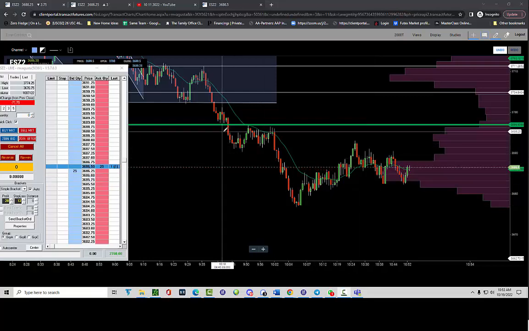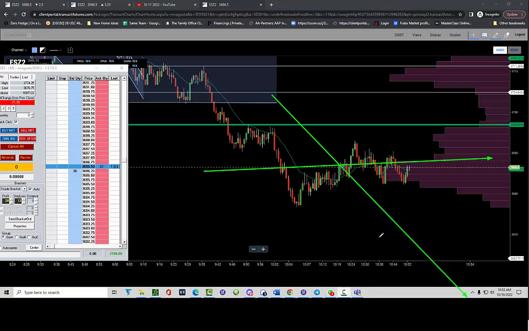But again, it's late in the day. The market's not showing me that it's super weak. It's not showing me that it wants to fall super hard. So I just wanted to take a quick scalp there, and it worked out.